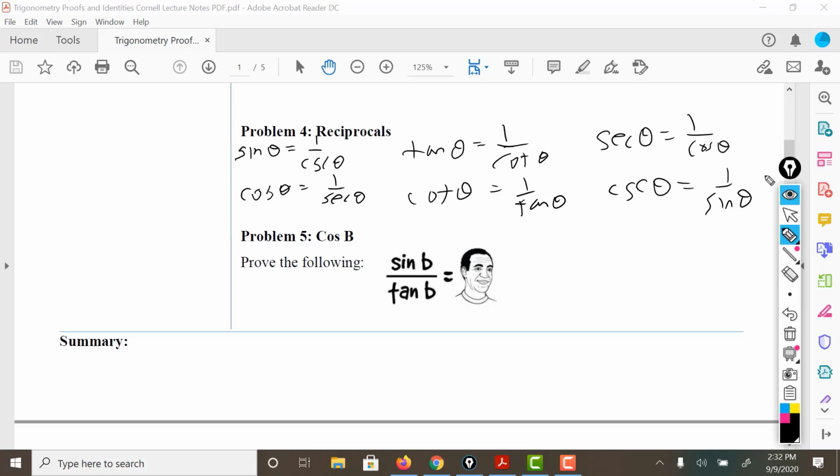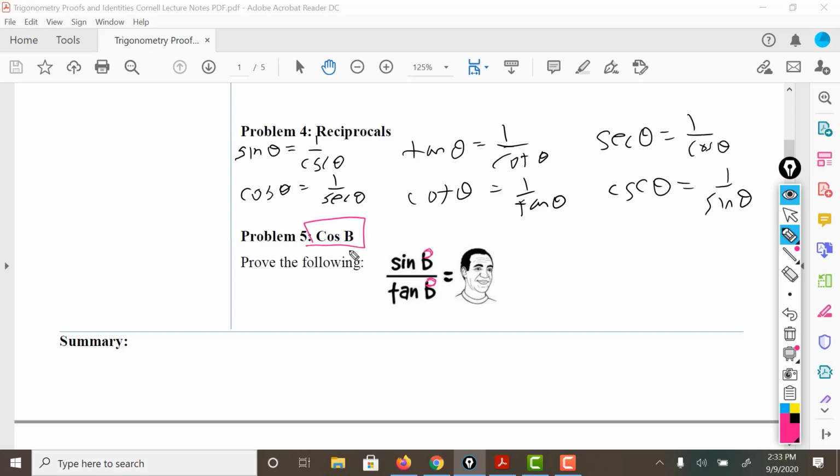Problem 5. Who is this fellow? So I went ahead and took this off the internet, but there's something wrong with this. And what's wrong is the angle should be capitalized. So there should be capital B. That's why I have in here capital B, right?